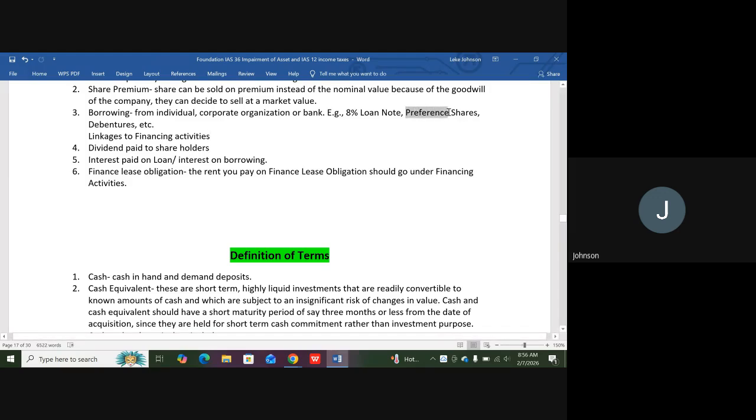They are just financing your business, right? They are financing your business. They are not the ordinary shareholders. That means that if anything occurs, you have to settle them first. You pay them first before you now start talking about the owners of the business.